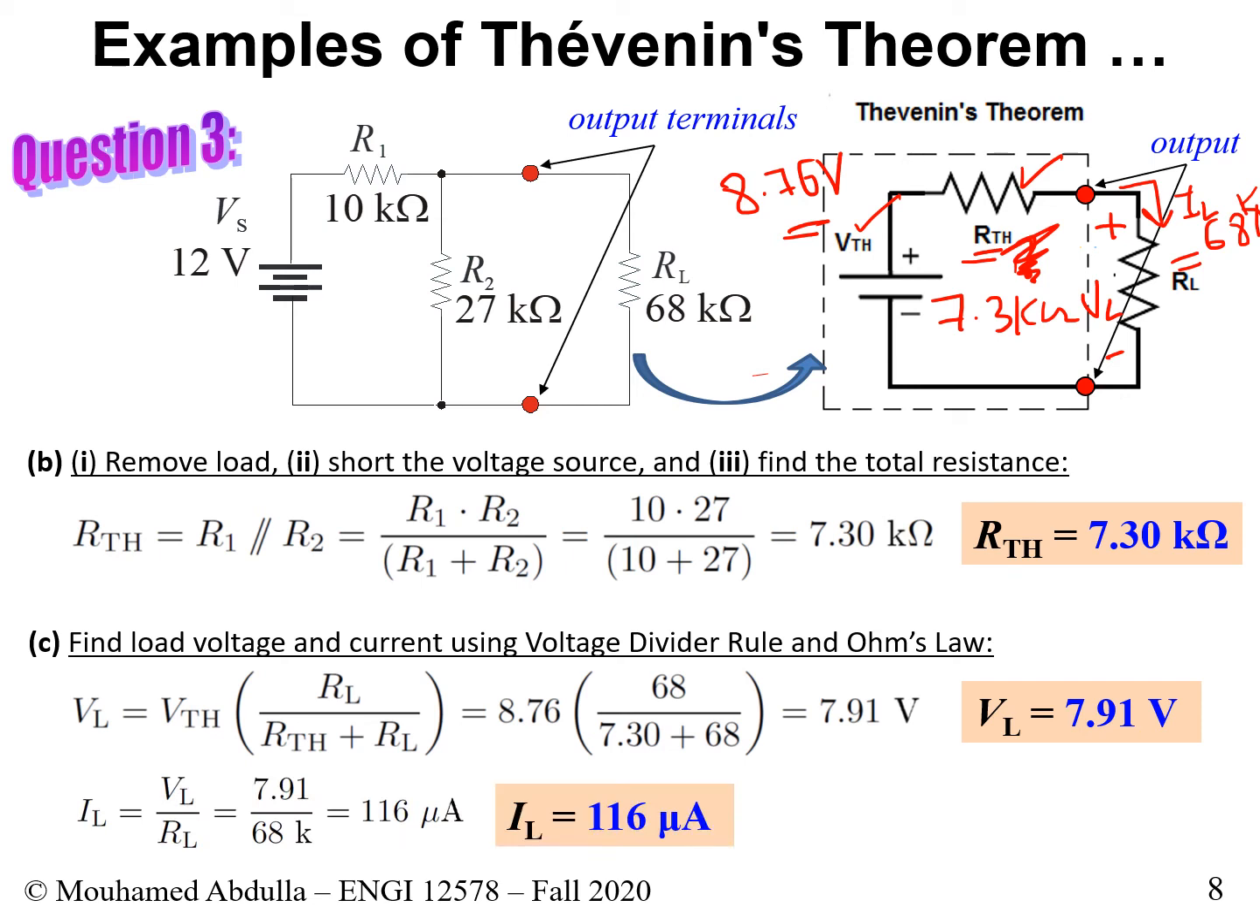The next thing that we need to do is find IL, the current that flows into the load. And this, we could simply use Ohm's law. We have the voltage, we have the resistance, we can simply find the current through Ohm's law. This is what we're doing, 7.91 divided by 68K, and this gives us 116 microamps. And now we have everything that we're looking for.